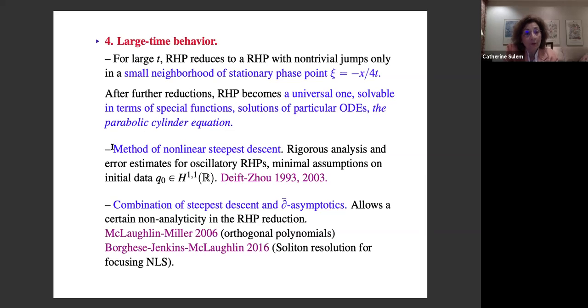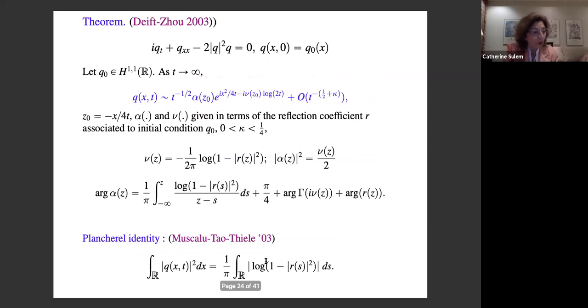The methods that are now well understood are called the method of nonlinear steepest descent, due to Deift and Zhou. There are also variants of this method allowing some non-analyticity in the Riemann-Hilbert reduction, involving a dbar problem. I will finish this section without commenting too much because I need to get to the derivative NLS. This is the theorem of Deift and Zhou that says that as t goes to infinity, it provides a very explicit formula for the long time behavior, and the various coefficients that appear in this formula are related only to the reflection coefficient associated to the initial condition.